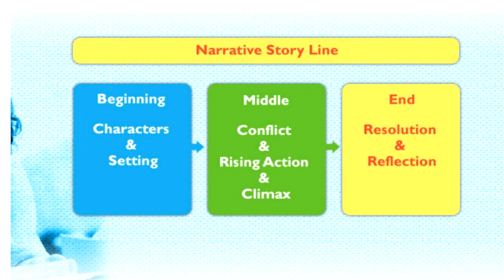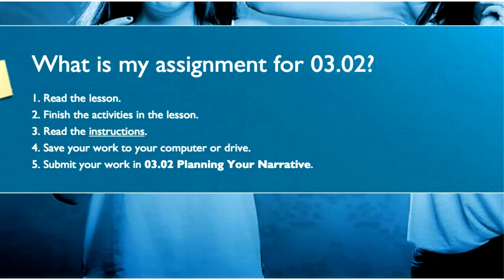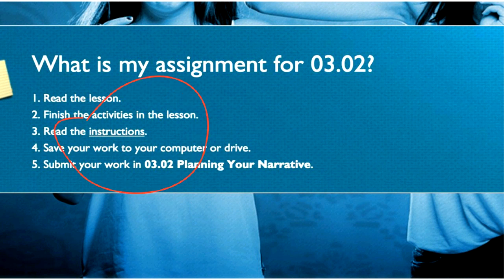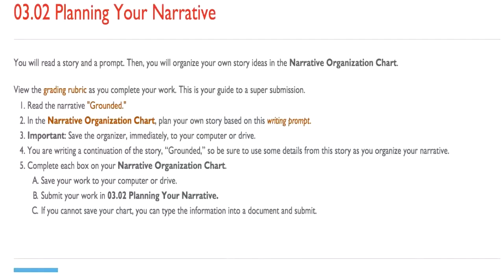All right, so let's check out exactly what you need to do for 3.02. So if you are following along, we're going to the assignment portion of 3.02. You want to read the lesson, of course, finish the activities in the lesson, and then you want to click on where it says read the instructions. And when you click on read the instructions, it looks like this. It says 3.02 planning your narrative.